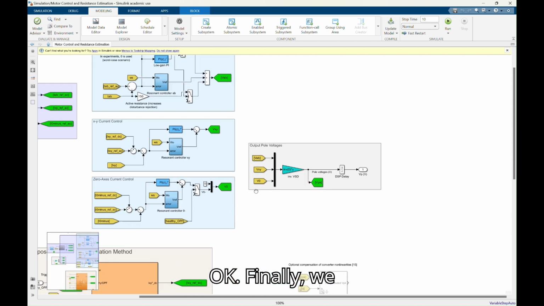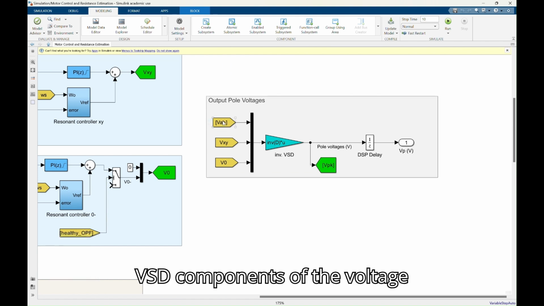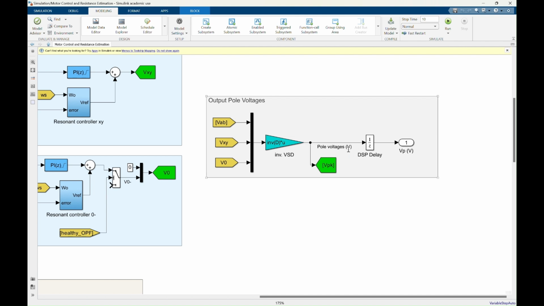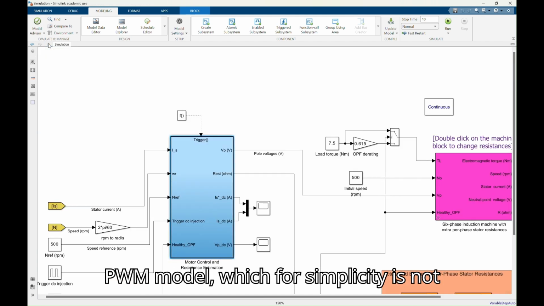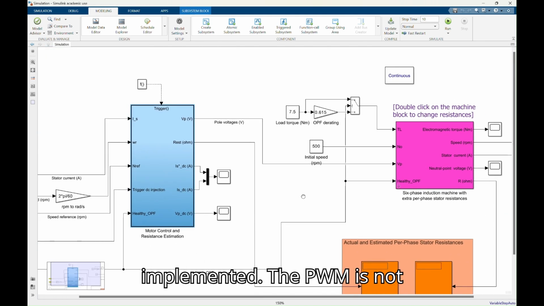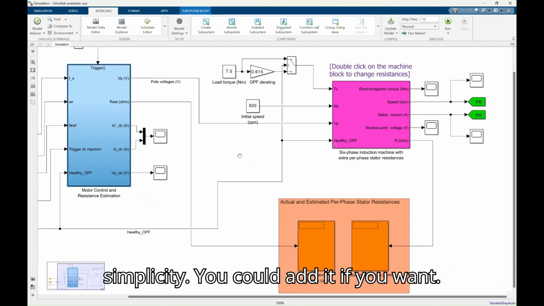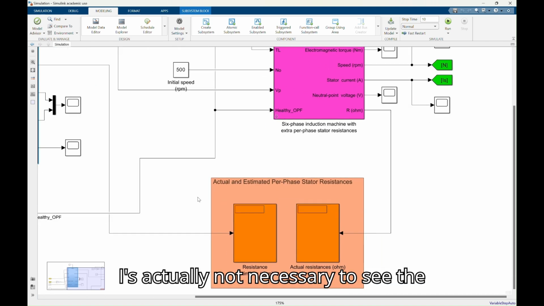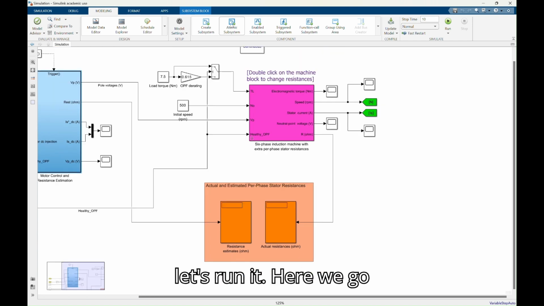Okay. Finally, we transform again the VSD components of the voltage references to the per phase signals in order to send them to the PWM model, which for simplicity is not implemented. The PWM is not implemented here in this simulation for simplicity. You could add it if you want, but it is not actually necessary to see the main theory of this method. Okay, so let's run it.